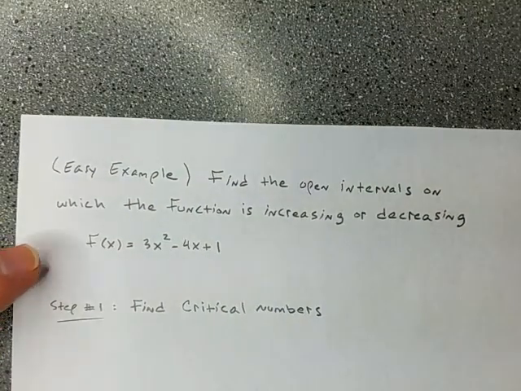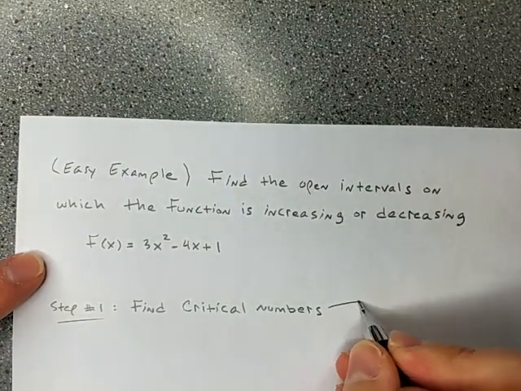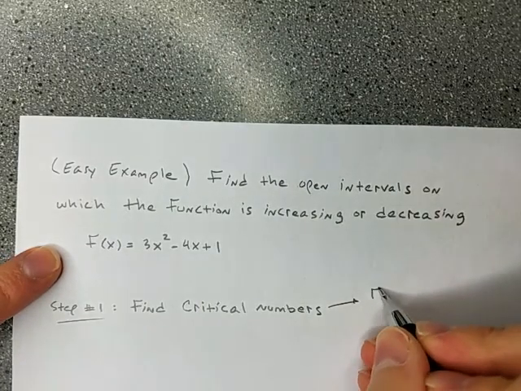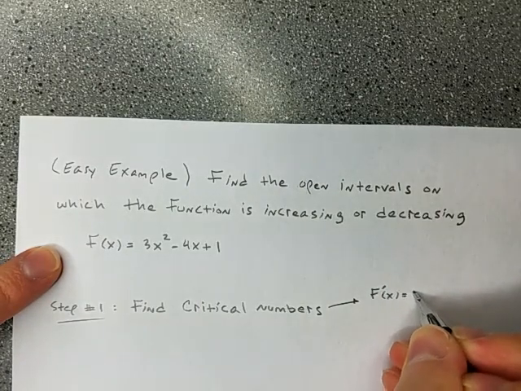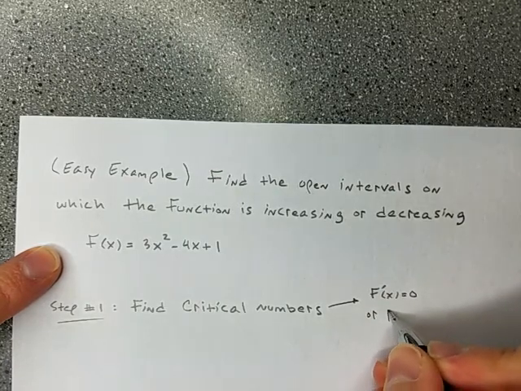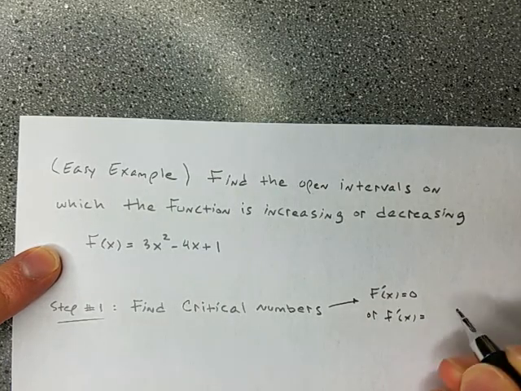So, okay, find the critical numbers. Well, what are critical numbers? Those are points on the curve where the derivative is either 0 or the derivative is undefined.